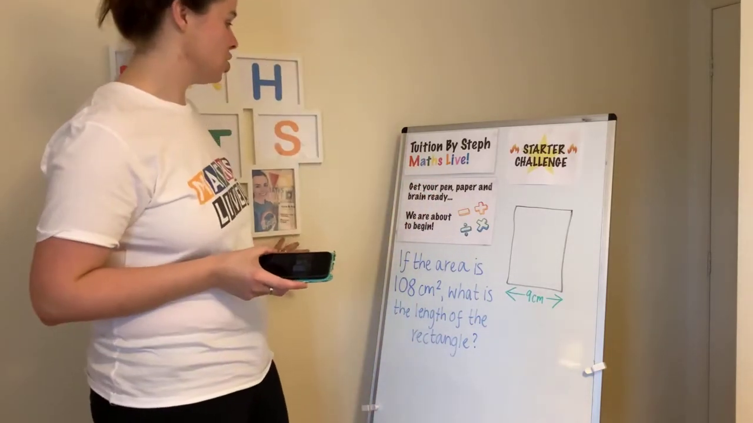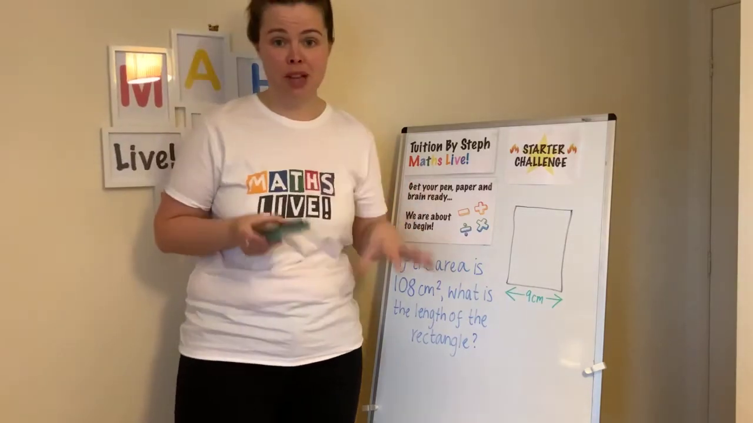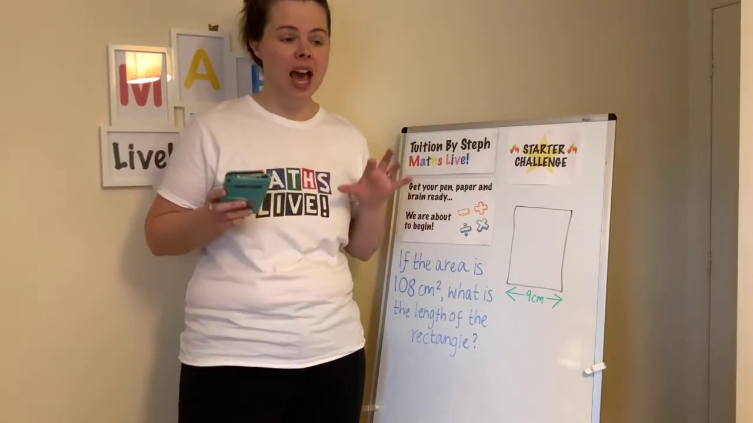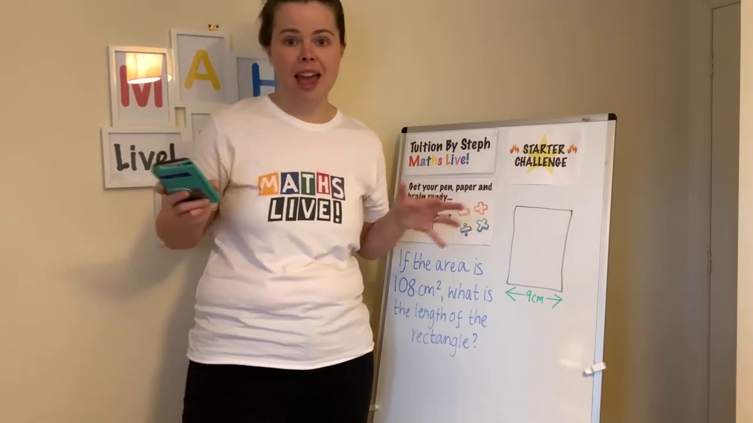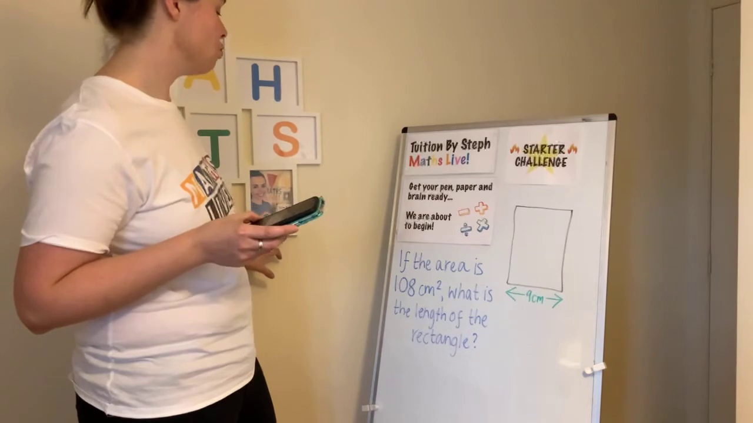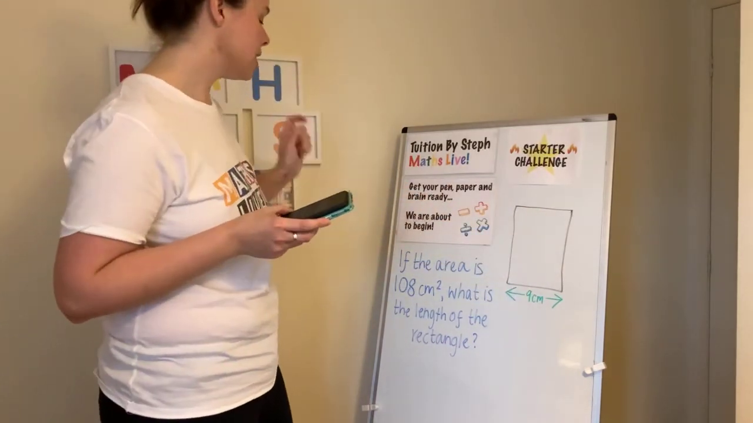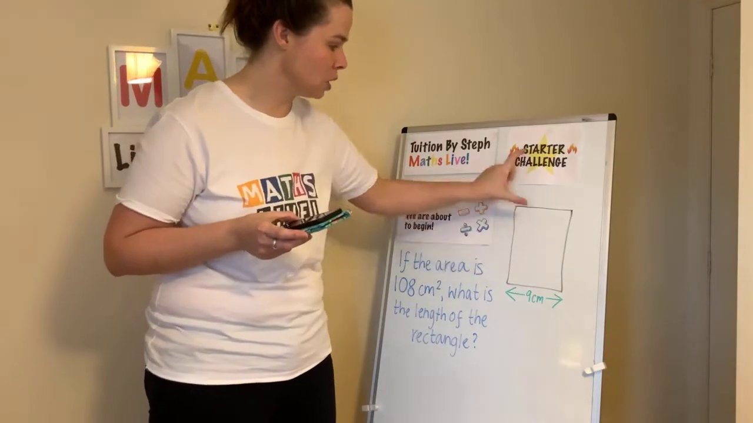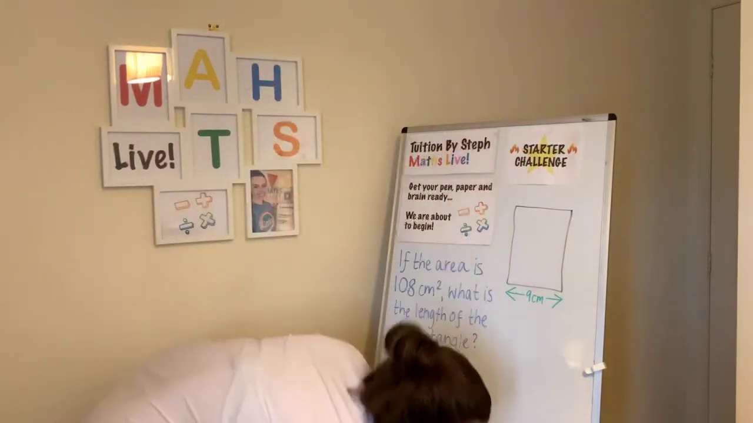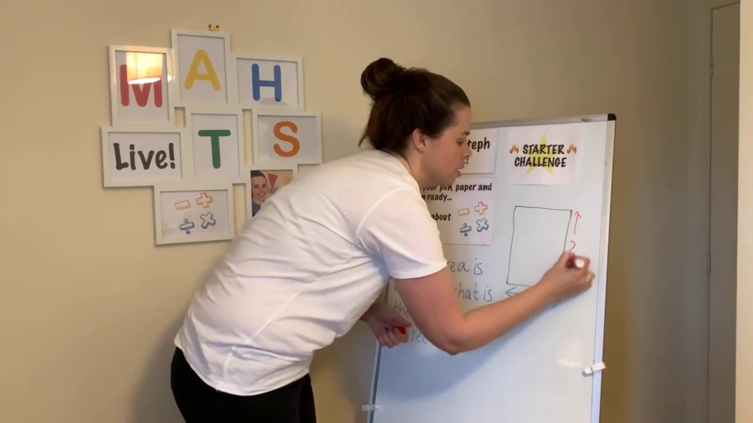Your challenge question is related to area of rectangles. Now, patrons, you'll have had a go at this yesterday, revising what area is and starting with rectangles. So, if the area is 180 centimetres squared of this rectangle, what is the length of the rectangle? So we're looking for this missing side, here or here, doesn't matter which one.